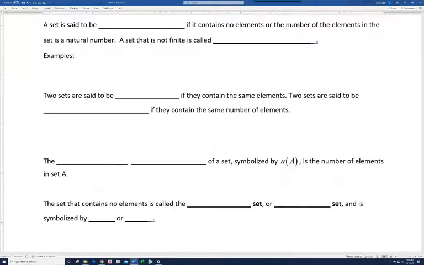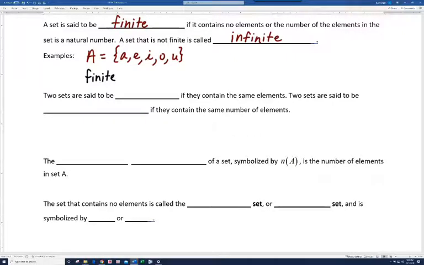A set is said to be finite if it contains no elements or the number of elements in the set is a natural number. A set that is not finite is called infinite. So here's a couple of examples. If A is A, E, I, O, and U, it's actually the vowels, right? Then we would say that A is finite. In fact, there are 5 elements in the set, so we can name the number of elements using a natural number. Another way to say that is the elements are countable.